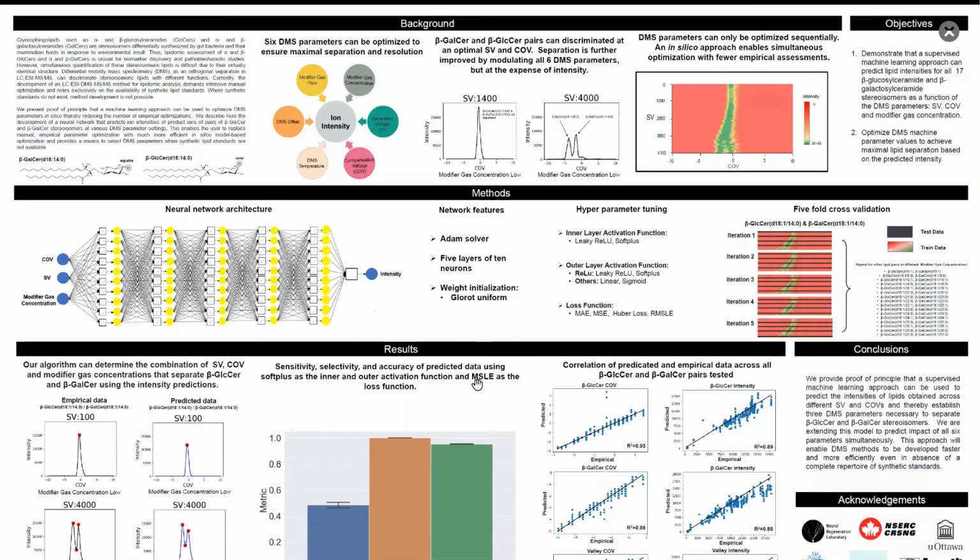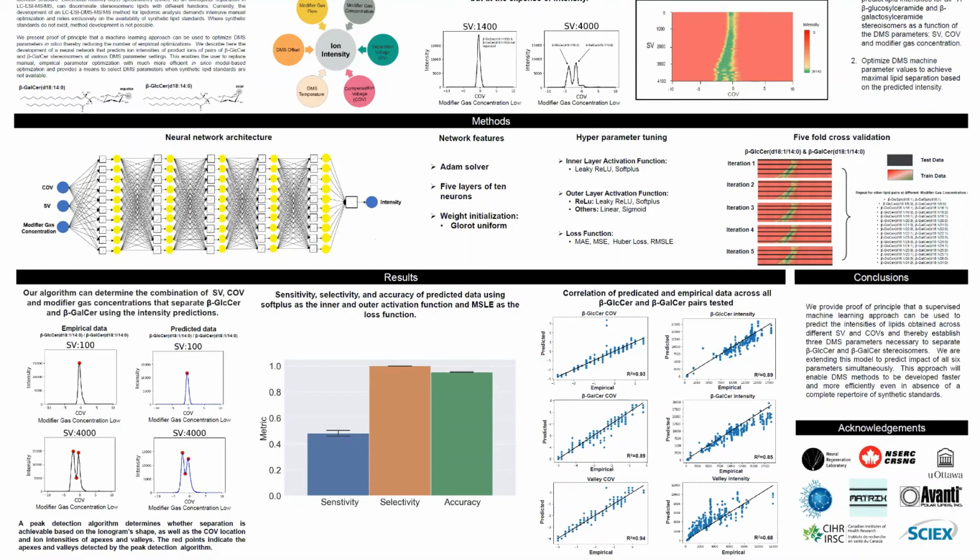A peak detection algorithm reconstructs the ionogram based on the predicted intensity and assesses when separation occurs at a specific SV and COV for a given glucosylceramide and galactosylceramide pair based on the ionogram's shape. A confusion matrix was established to assess the sensitivity, specificity, and accuracy, where a true positive is a correct prediction of separation, defined by the detection of two peaks at a given SV across different COVs, and a true negative is a correct prediction of the lack of separation, as indicated by one peak at a given SV across COVs.